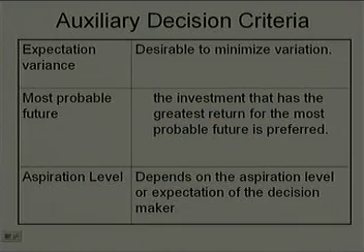Just to introduce you to these auxiliary decision criteria, the expectation part we have already discussed. The second one is called most probable future. This is also one criteria to help you in arriving at an appropriate decision. In this, we find that investment which has the greatest return for the most probable future.